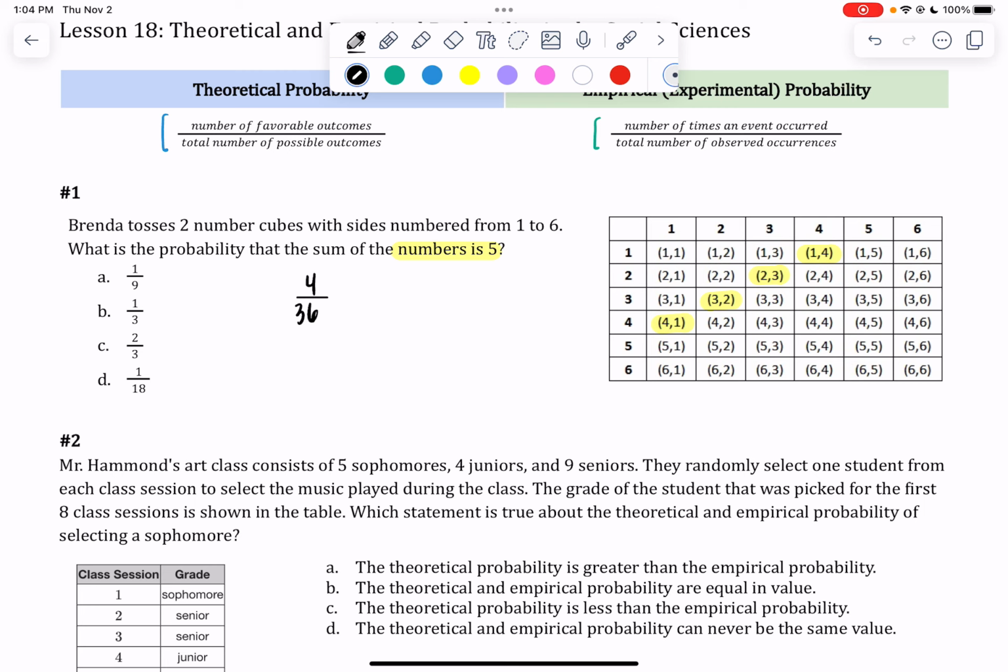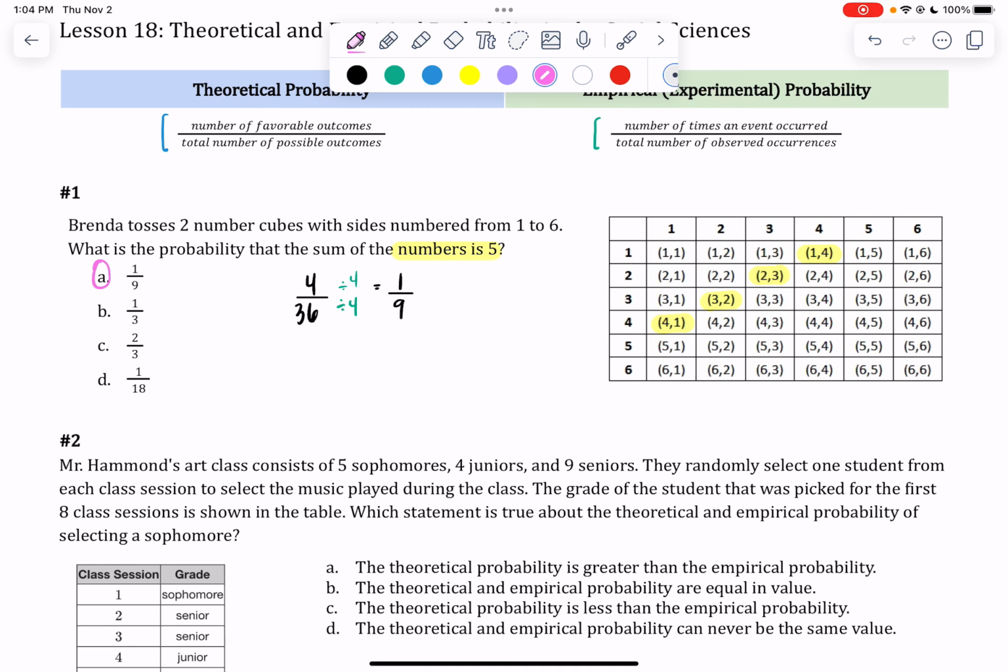So the probability would be 4 out of 36, and then we just need to reduce it if we can. Both of these are divisible by 4, so we'll divide the numerator and denominator by 4 to reduce, and it's going to give us 1 out of 9. So there's a 1/9 probability that the sum of the numbers that she rolls is going to be 5.